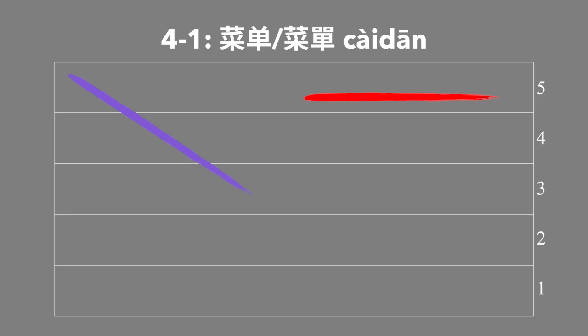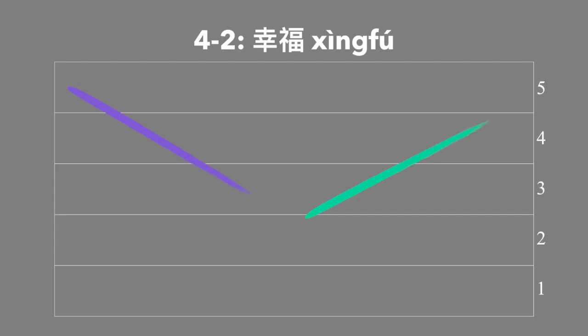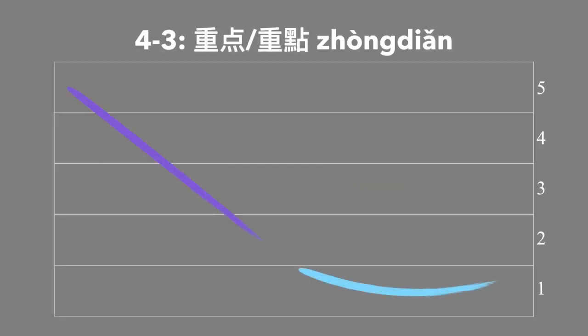Okay, here's a 4-2 combination. Again, the fourth tone doesn't go all the way down. Notice also that the second tone starts a little lower than where the fourth tone ends. I'll slow it down so you can hear it again.